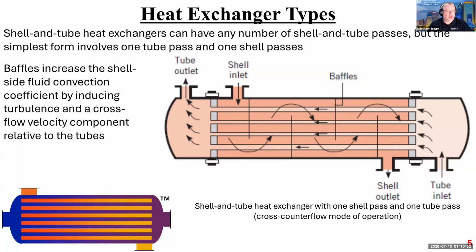So let's see. Oh yeah, so I say here the simplest form involves just one tube pass and one shell pass, which is what I show here, right? So fluid enters, goes through one tube pass and exits. Fluid enters, goes through one shell pass and exits. Doesn't need to be that way. It can be more complicated. I'll show you that on the next slide. But this is the simplest version for me to show you.